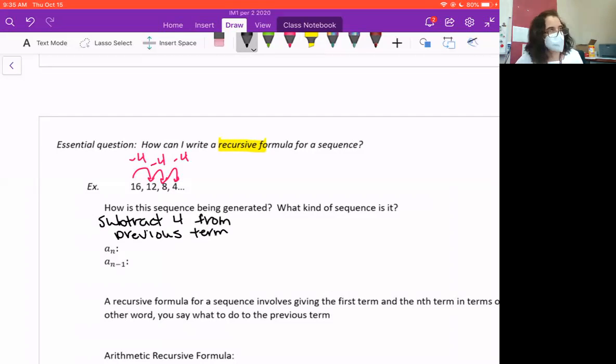Okay. So in other words, if I want to find the 10th term, I take the 9th term and I subtract 4. If I want to find the 193rd term, I take the 192nd term and I subtract 4. So that's what recursive tells us. Recursive tells us that we just take the previous term and we do whatever it says. In this case, subtract 4. Now this does make it arithmetic.